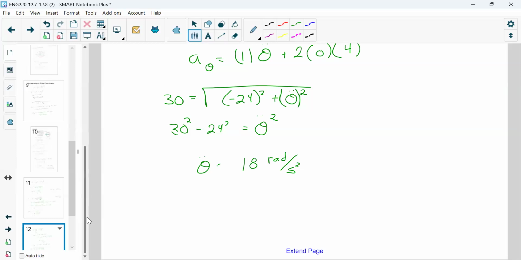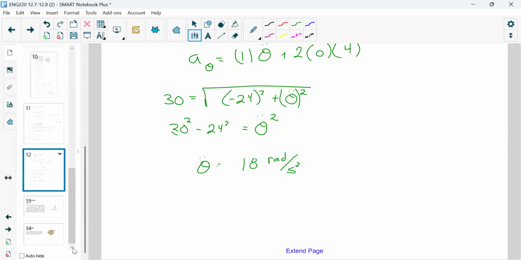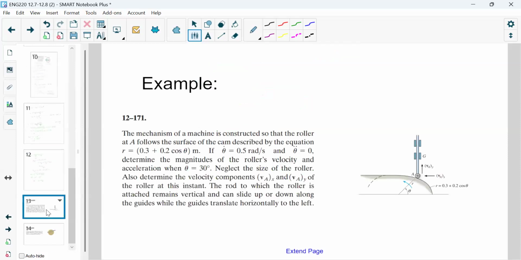All right, should we do 3:30? We're going to do one more of these. I wanted us to finish up chapter 12 today, but I don't think that's gonna happen. Should we do one more of these? Okay, all right. Let's do one that's very similar to your homework. This is 12-171. So go ahead and take a screenshot or write it down and let me know when we're good to go.